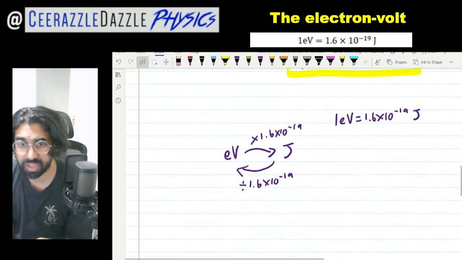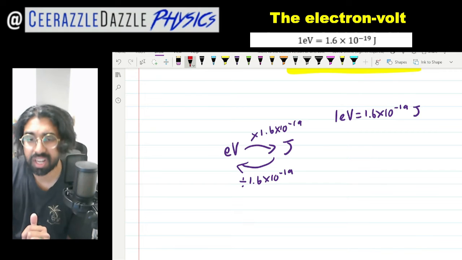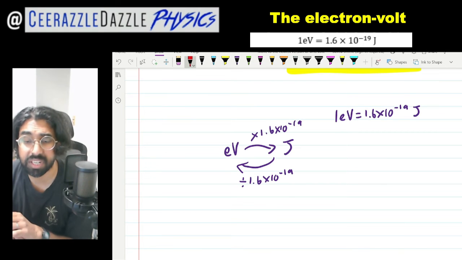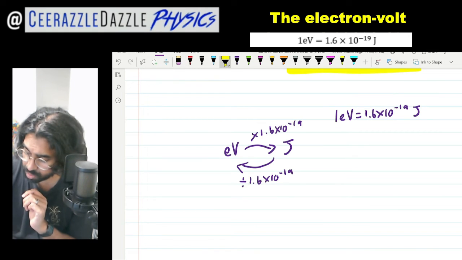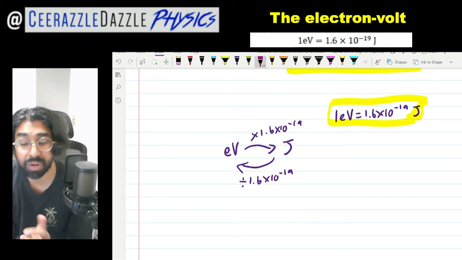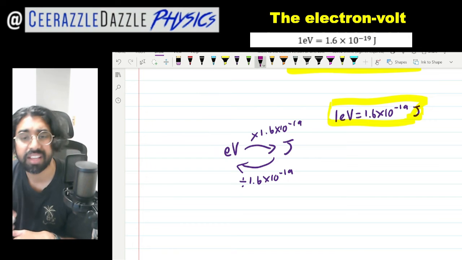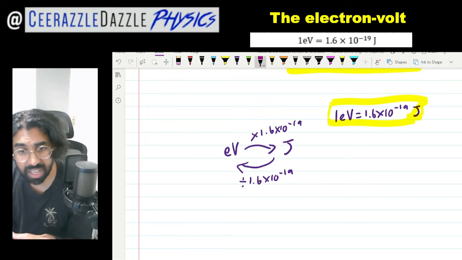First of all, the simple method is, if I want to go from electron volts to joules, I multiply by 1.6 times 10 to the minus 19. And if I want to go from joules to electron volts, I divide by 1.6 times 10 to the minus 19. Make sure you understand the conversion. It's pretty easy. Now let's try it with a couple of calculations.